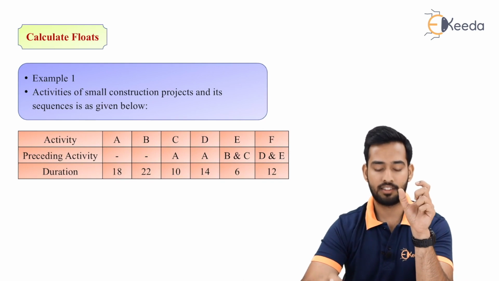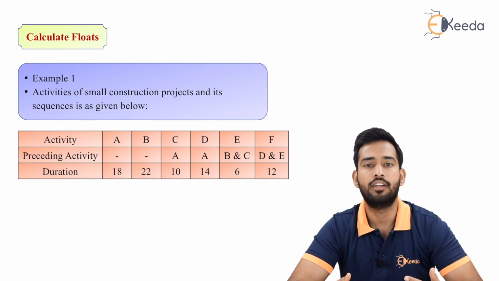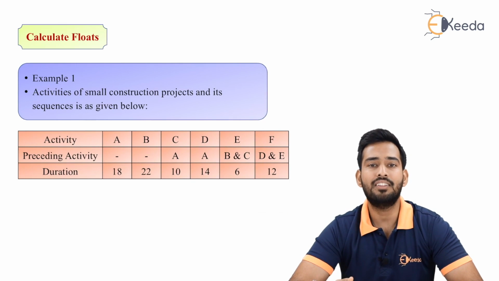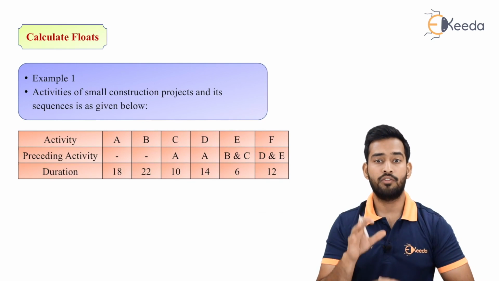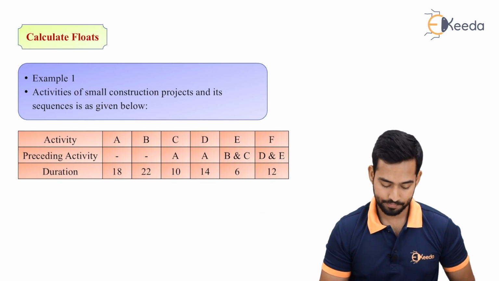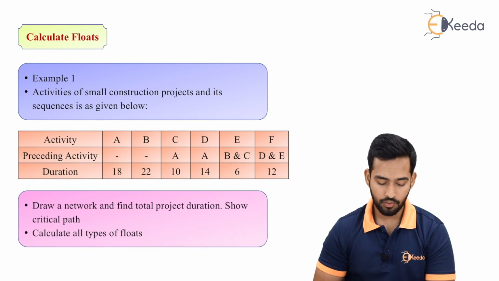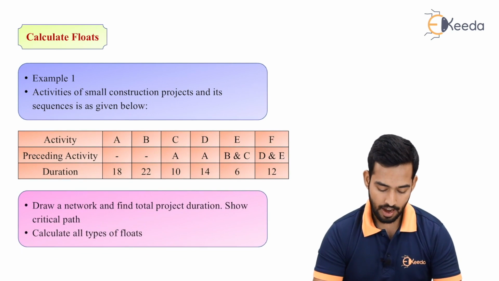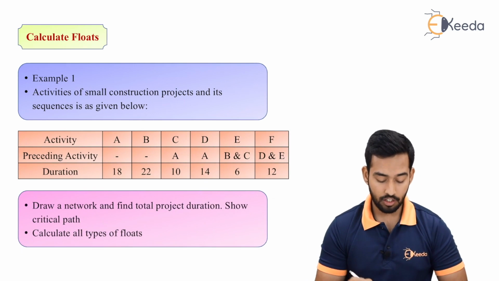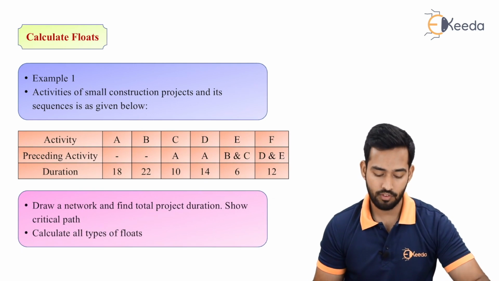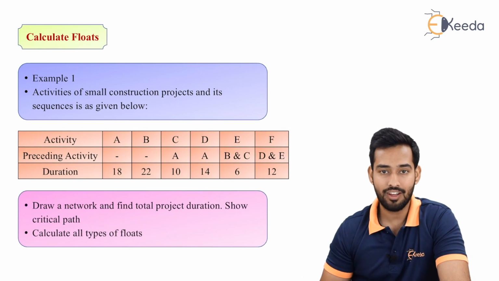Our first task will be to draw a network. After drawing the network, we have to calculate the earliest starting time, earliest finish time, latest starting time, and latest finish time. By calculating these, we can calculate the different floats. So the activities, preceding activities and durations are given. What we have to do is draw a network, find the total project duration, show the critical path, and after that calculate all types of float. So much work in a single problem. Let's start with drawing the network first.